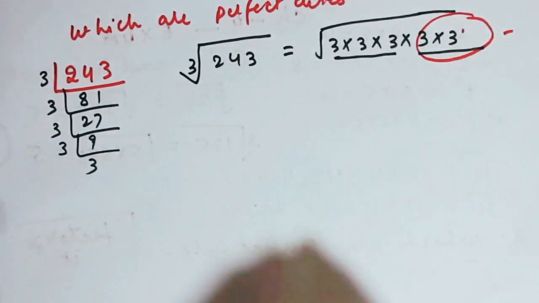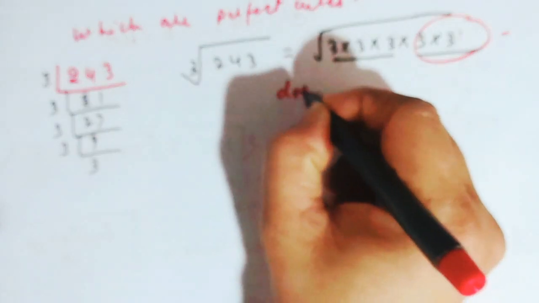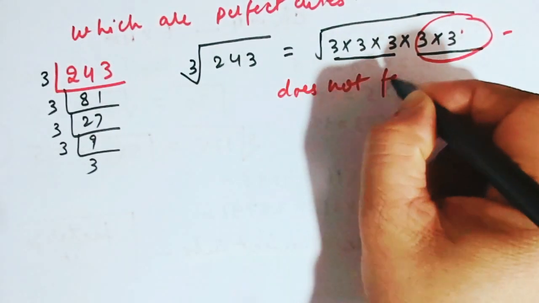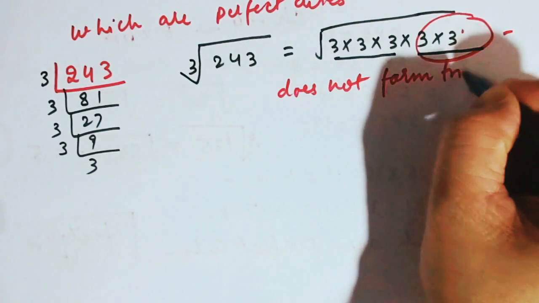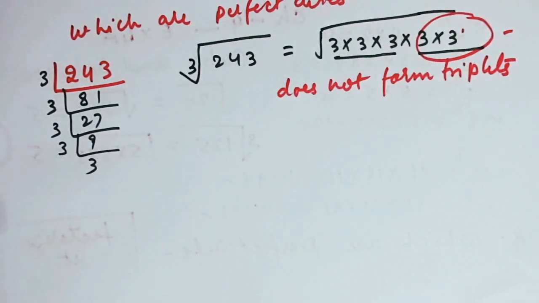It does not form a triplet, therefore it's not a perfect cube. Does not form triplets. Triplets, isn't it? Okay, moving on to the next one, let us take 1331.